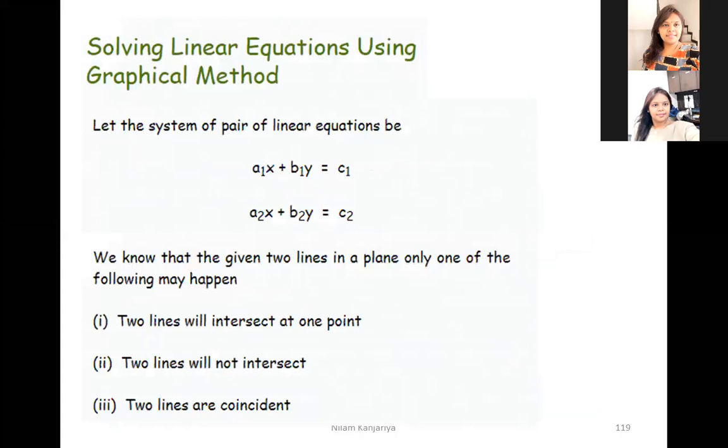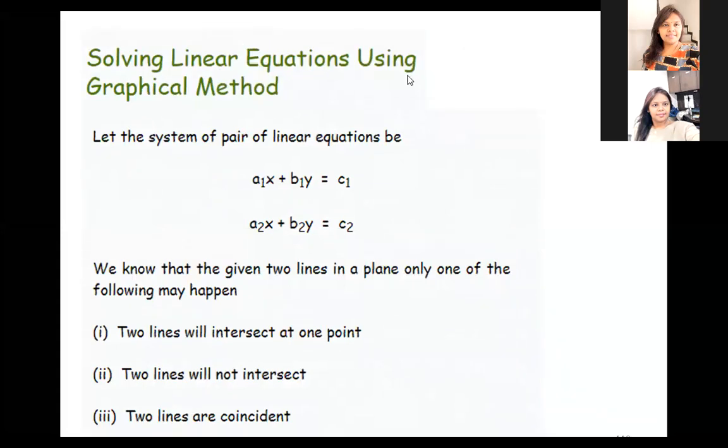Today the most important thing is the graphical method. A 1 mark MCQ and a 2 mark MCQ both come from it. This method is called the graphical method. This method is a geometrical representation of the two variables. There is some rule. The given equation always represents the equation of a line.